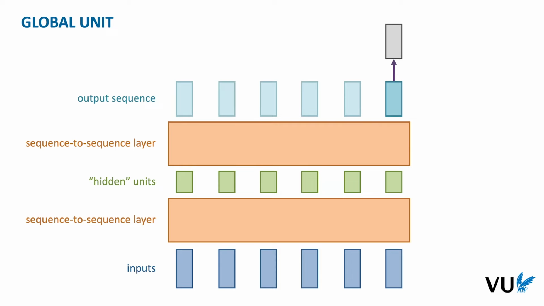Note that in this case, it's important that if we have a causal model, the global unit needs to be the last unit in the sequence, because that's the only unit that has access to the whole input sequence. Whereas with a non-causal model, we can also take the first token.